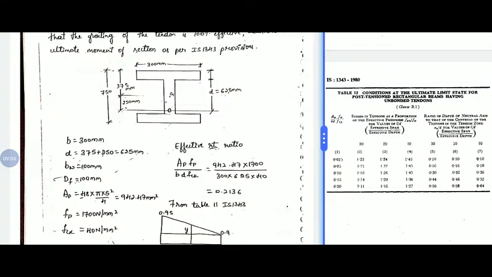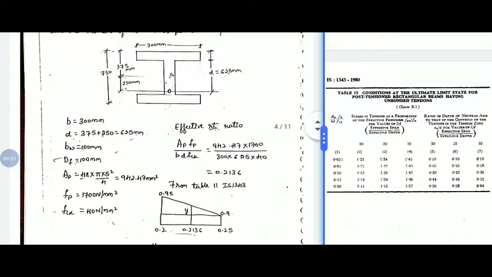Next, the width of the web is 100 mm, and the depth of the flange is 100 mm. AP we need to find out: 48 number of 5 mm square, so 48 into pi d square by 4, we will get 942.47 mm square. FPU is given, the ultimate strength, and FCK, the characteristic strength of concrete, is 40 Newton per mm square.